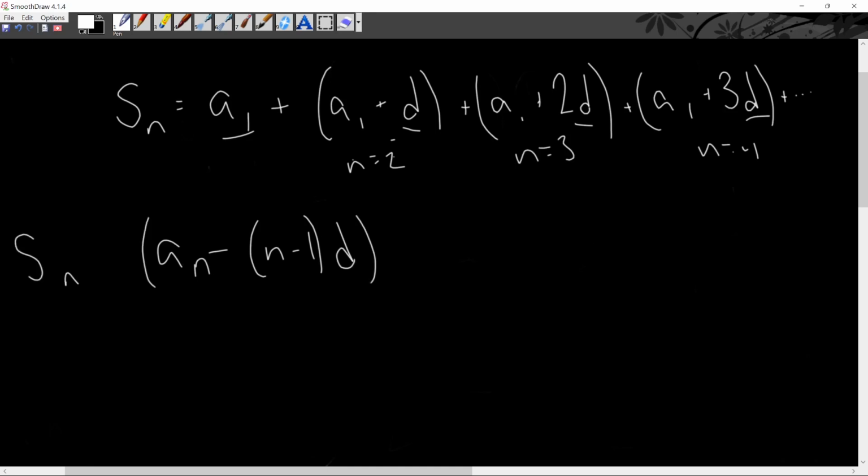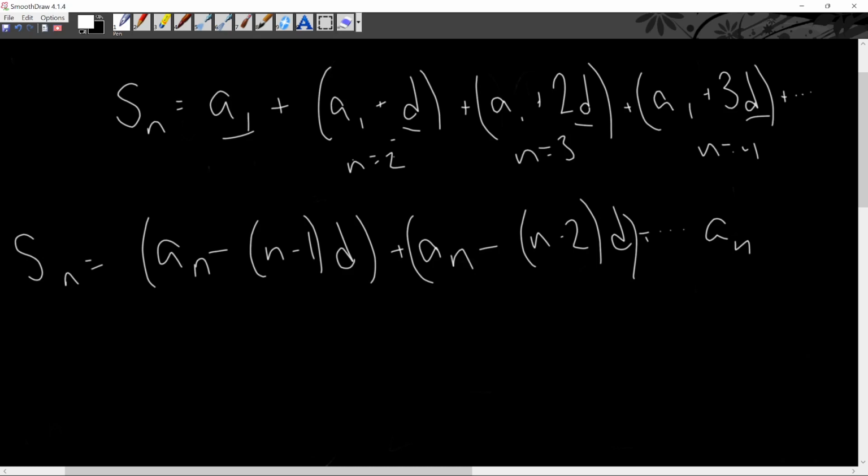So S sub n is equal to a sub n minus 1 times d plus a sub n minus 2 times d, and then on and on in this sort of manner until you get to a sub n, right? You're going to go to a sub n minus 2d, and then a sub n minus d, and then plus a sub n, right? And, yeah, I would say that makes a good deal of sense.